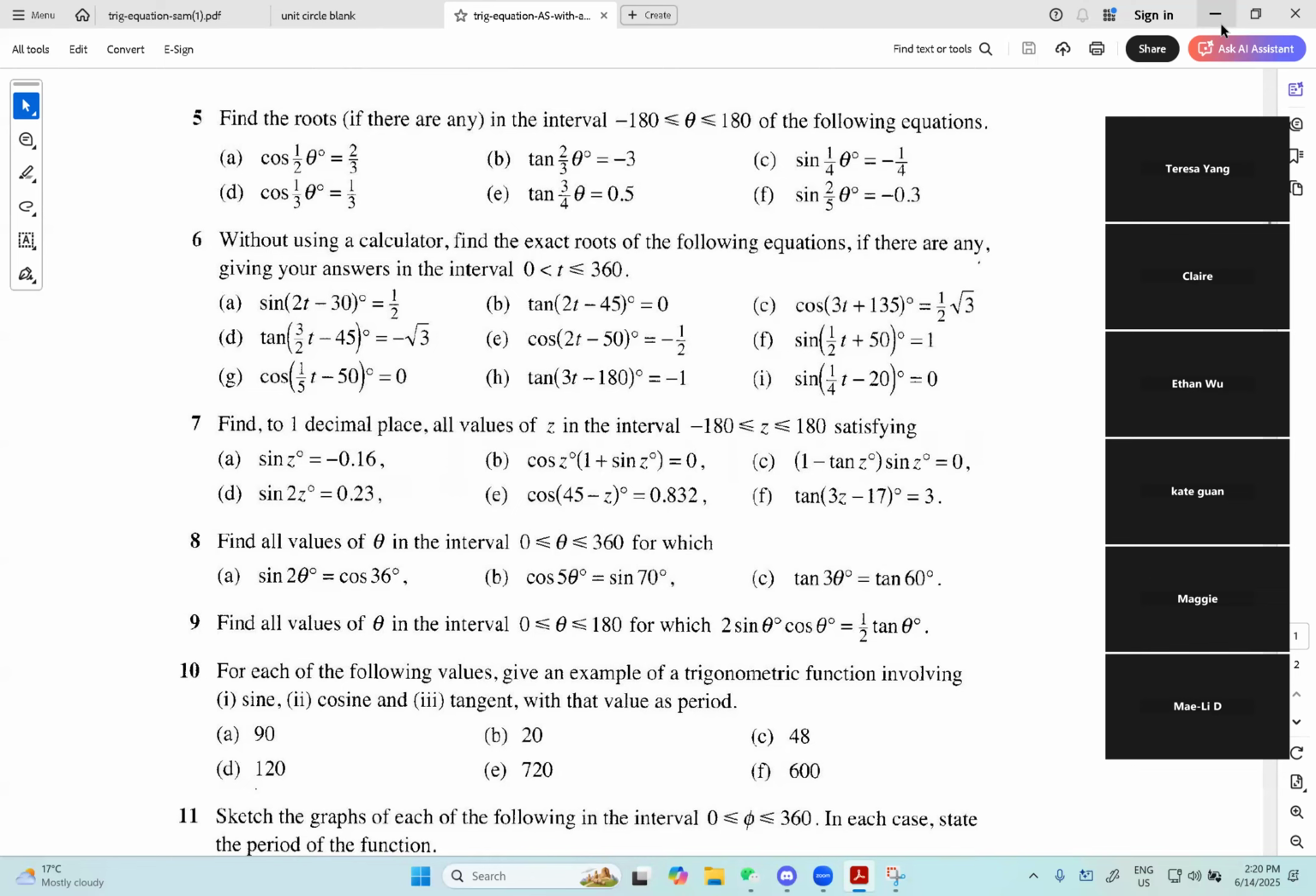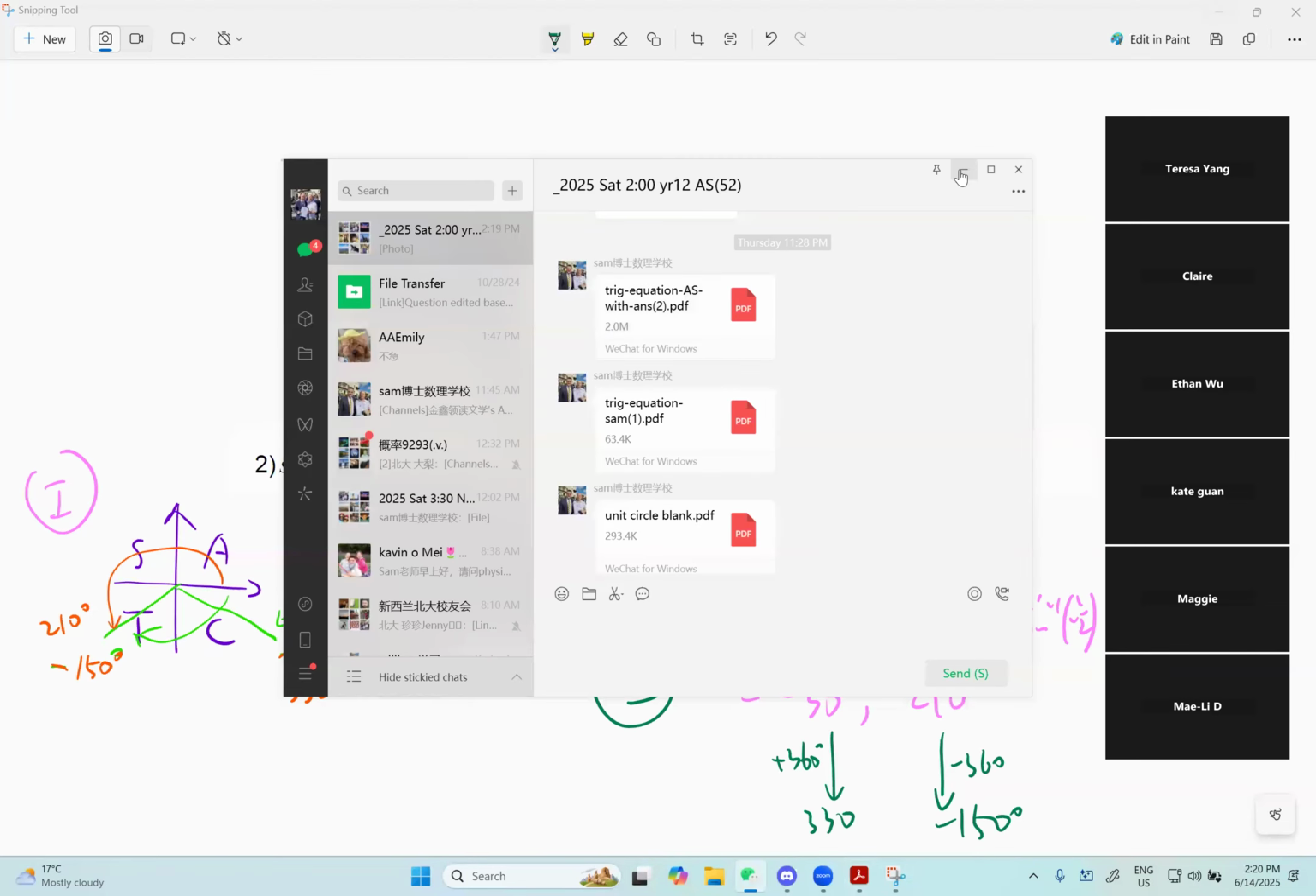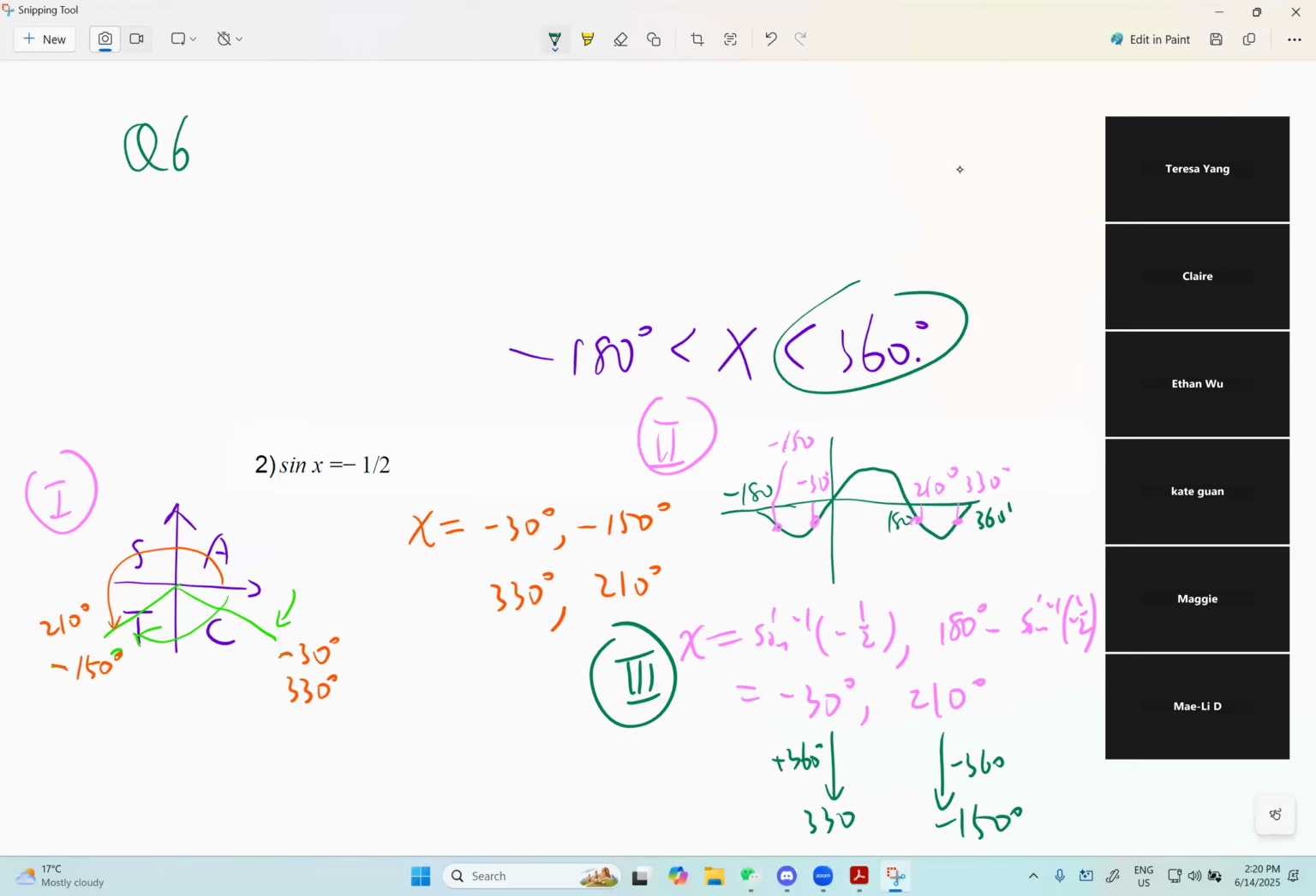Sine 2t minus 30. Okay. The other worksheet, question 6A. Sine 2t minus 30 degree equals half. And t between 0 and 360. Now solve for t. Still solve sine equation.